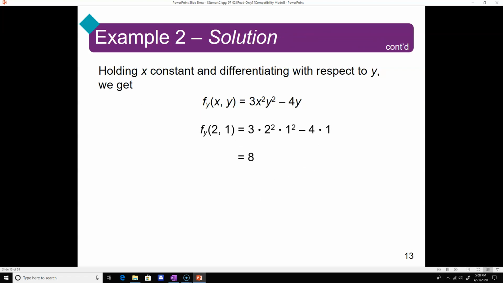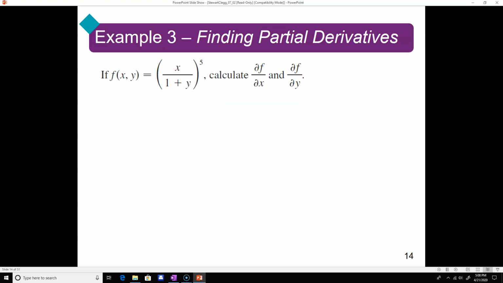So you get the same thing doing it that way. Okay, so here we have an interesting one. Notice that our basic function, so we have a function plugged into a function, right? We have x over 1 plus y, and then we're taking the 5th power of it. So we're going to have to use the chain rule here. So how do we do that?